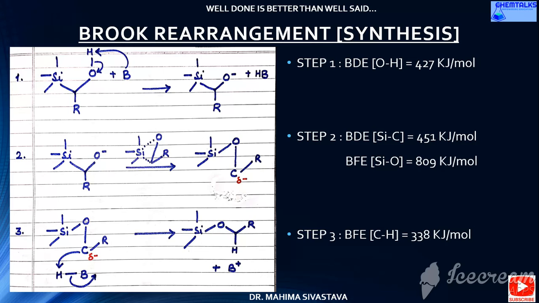Actually, in total, if you see, the bond dissociation energy comes to 878 kilojoules per mole, and the bond formation energy comes to 1147 kilojoules per mole. So the bond formation energy comes to be more than the bond dissociation energy. Thereby, the reaction is favored by the formation of the ether.